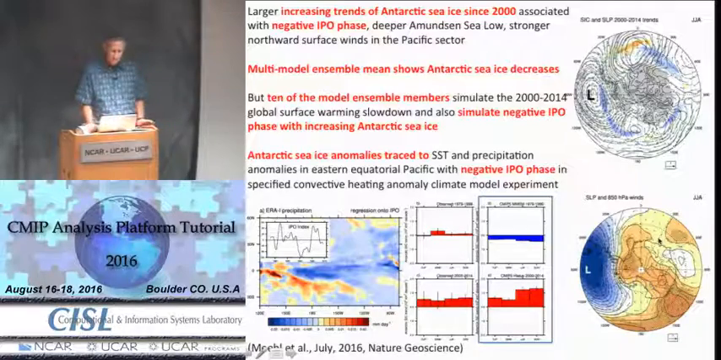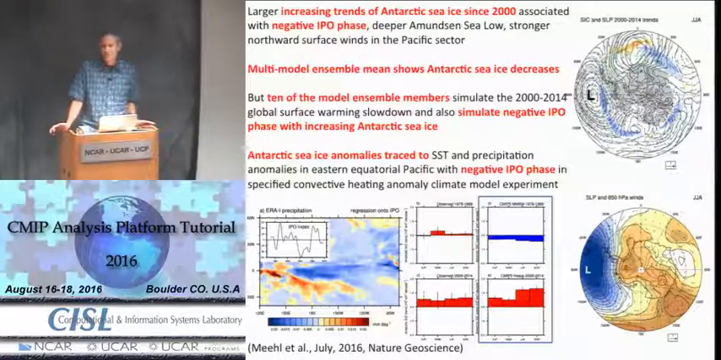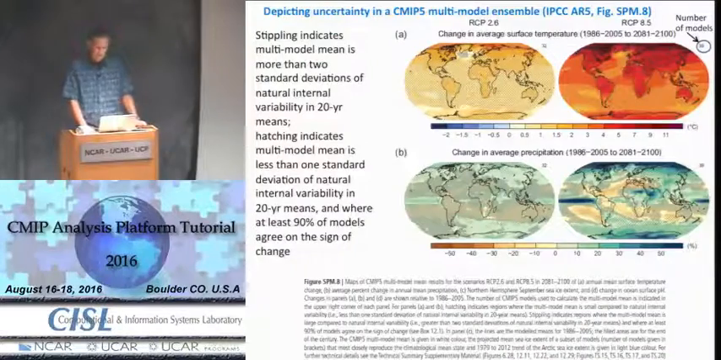So our story is that this was internally generated decadal variability. It looks like the IPO has transitioned from negative to positive. We should start to see this expansion of Antarctic sea ice slow down and perhaps even reverse.